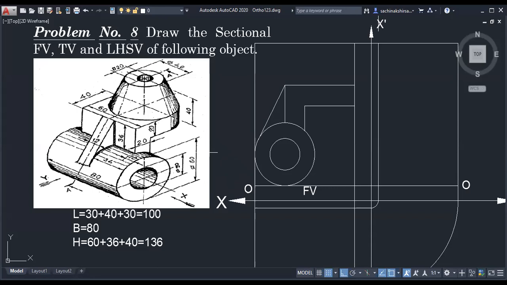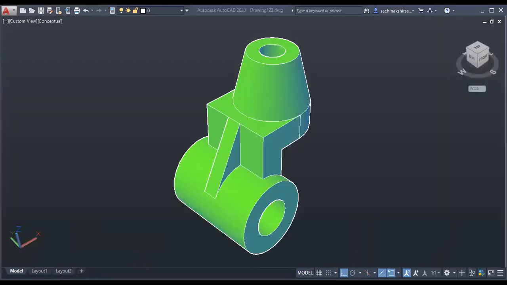What is the diameter of the top? 40. Diameter 40, radius 20. So that we will draw. And for the bottom, diameter 60, radius 30. So that we will draw now. How? That we will draw.